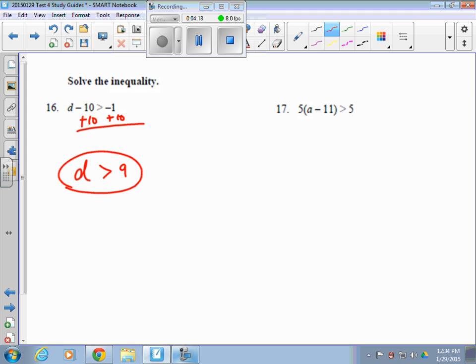Distribute before you try to undo anything and bring it across. 5 times A is 5A. 5 times negative 11 is negative 55. We didn't do anything to change the symbol at all.